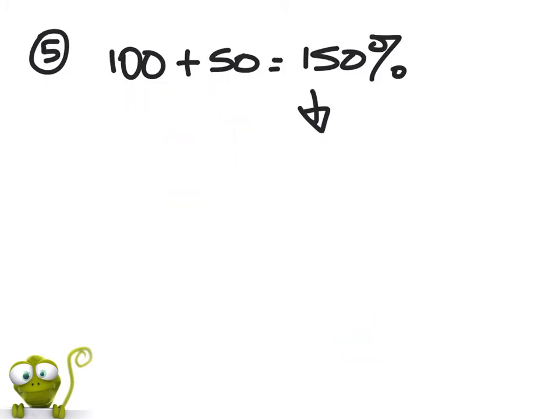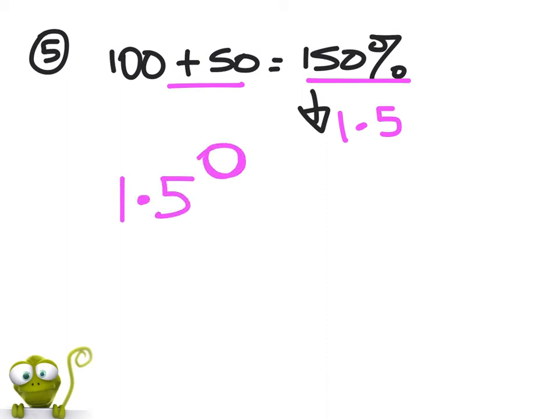Question 5. The professor in the question, Professor Crisp P. Bacon, has grown a culture. It increases by 50%. So 100 add 50 gives us 150%. Turn that into a decimal. That's the multiplier. So 1.5 to the power.